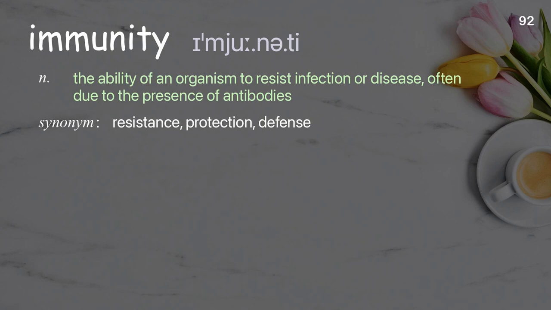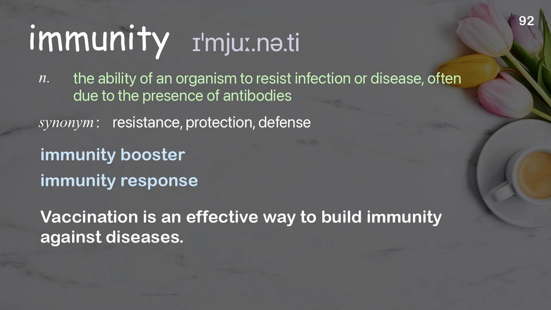Immunity: the ability of an organism to resist infection or disease, often due to the presence of antibodies. Examples: immunity booster, immunity response. Vaccination is an effective way to build immunity against diseases.